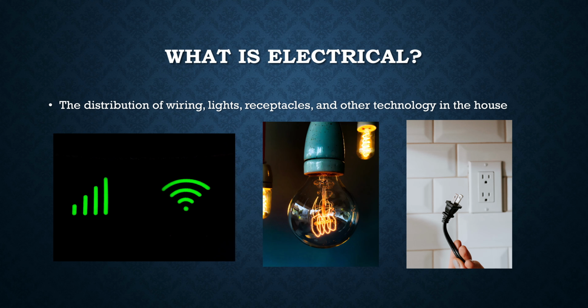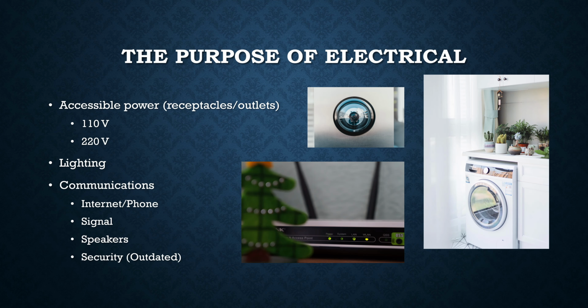Well, what does electrical mean? Generally speaking, it's the distribution of the wiring, lights, and receptacles and anything else that you're going to wire into your house with wires that the electricians are going to install. That's basically what the electrical trade includes. And the purpose of the electrical trade is to get a few different types of things in, right?